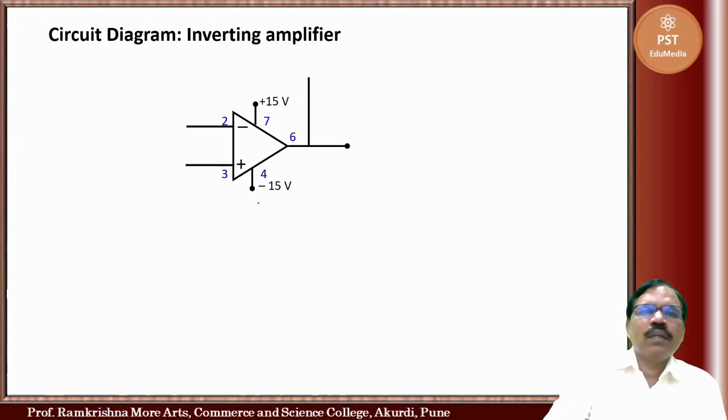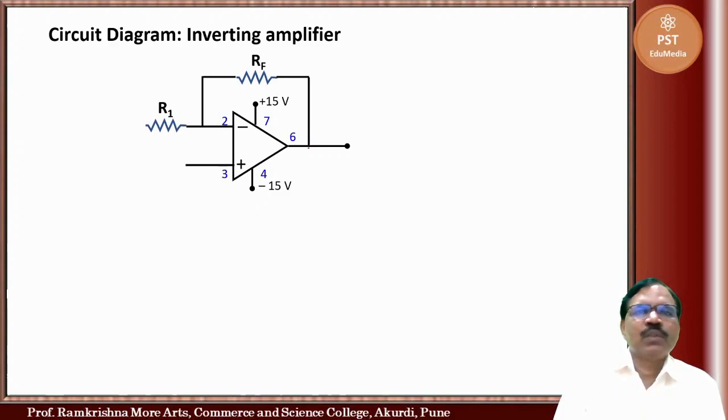Now here first we take feedback. Feedback means part of the output is given to the input through some circuit, the feedback circuit. Here we use a simple resistance RF. Then we connect resistance R1. So it is like this. It is taken from the output, then RF resistance is connected, then the other end of RF is connected to the inverting terminal, and then another resistance is connected here, that is R1.